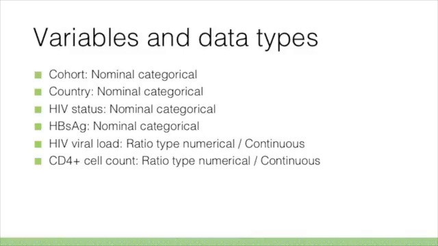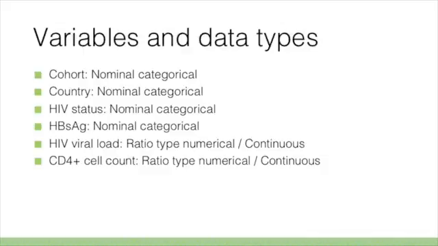So let's look at the variables and their data types. So we have a research question, we have this cross-sectional study, and we want better information about the prevalence of this co-infection. So the first was these cohorts, what clinics they come from.